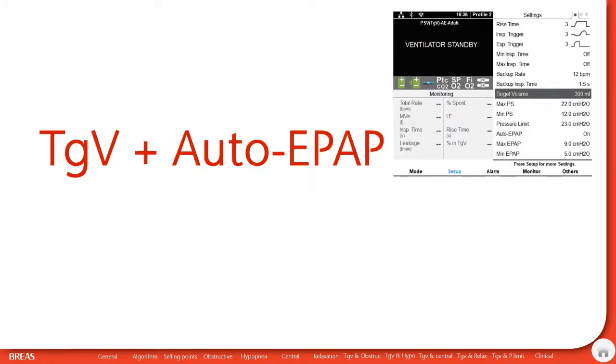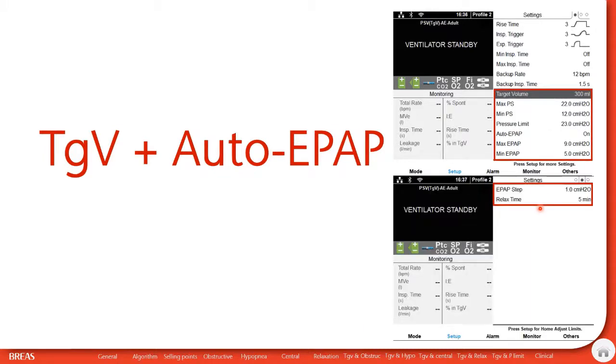Let's now look at a new ventilation mode where the target volume algorithm gets combined with Auto-EPAP. Here on the right upper side, you can see that the settings have changed. When we activate target volume, the pressure support, which was initially on the top here, has now disappeared and is being replaced by the minimum and maximum pressure support as discussed earlier on. For Auto-EPAP, you see similar settings on min and max EPAP as well as pressure limit. And of course on page 2, the same EPAP step and relax time are still available.